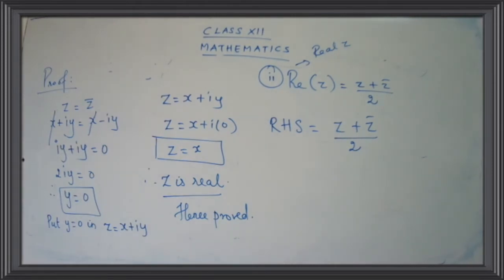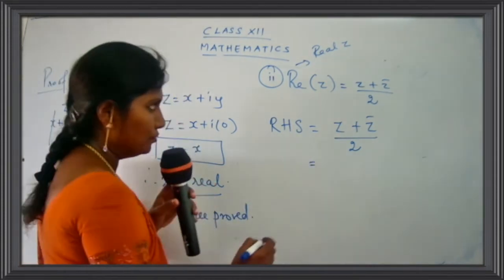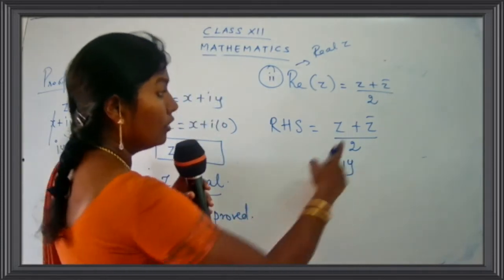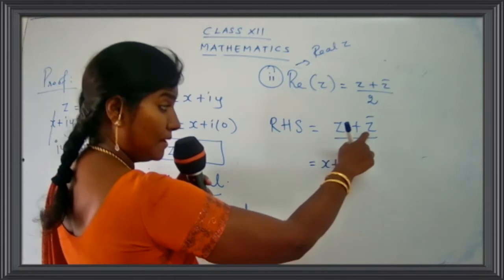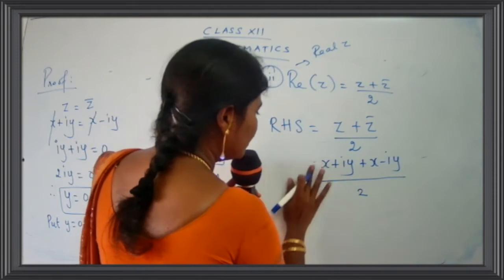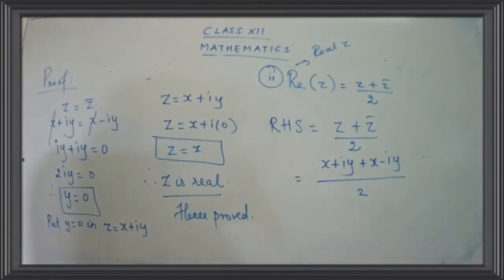Okay. Now we know the value for Z. Yes. What is the value for Z, children? X plus iY. Good. What is the value for Z bar? X minus iY. Good. So we are going to substitute the value. Let's substitute the value. This is equal to, what is Z? X plus iY. Okay. Plus Z bar, X minus iY upon 2. Yes, children? See, I have just substituted the value for Z and also Z bar.